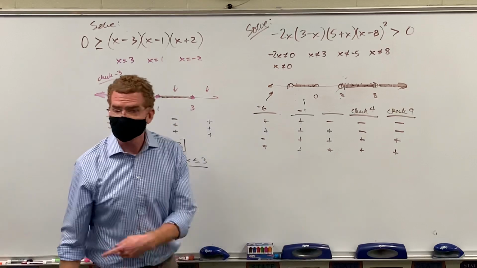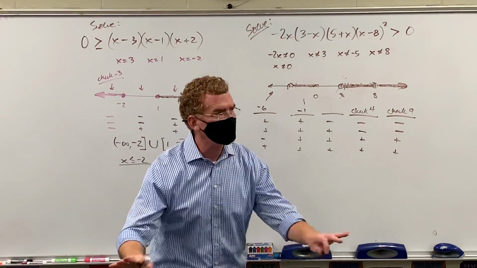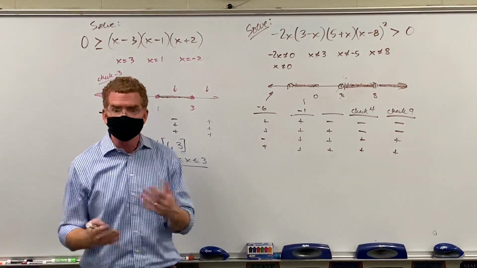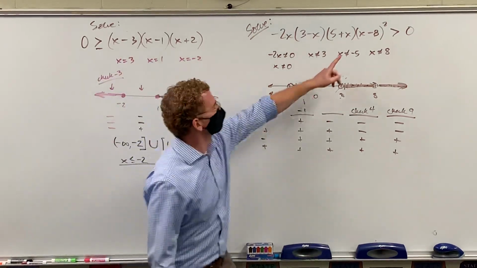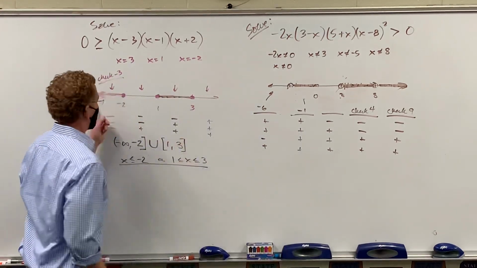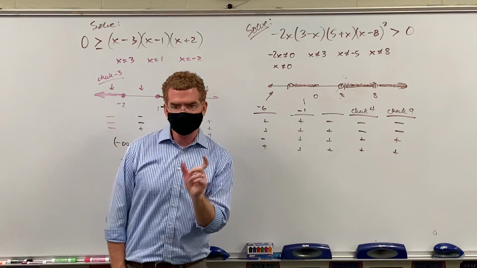Now, that being said, can anybody come up with a little rule, if you want? You don't need it, right? We did it without any little rule. It's not like we do these every day where we need to know a shortcut. What could you say happens at the even roots? Instead of alternating, it repeats the behavior on either side.